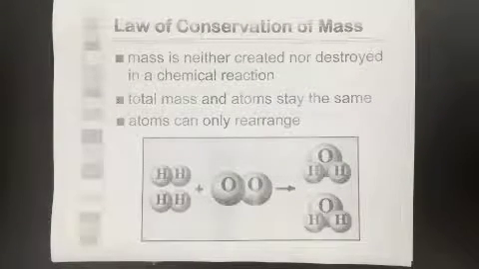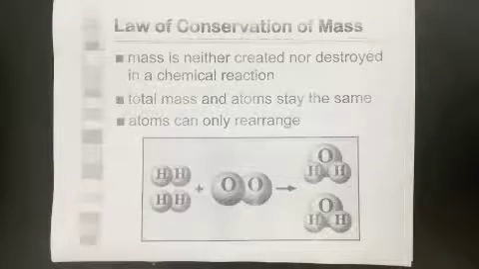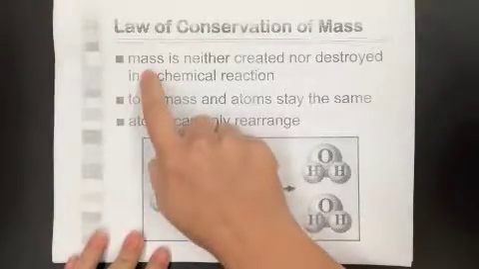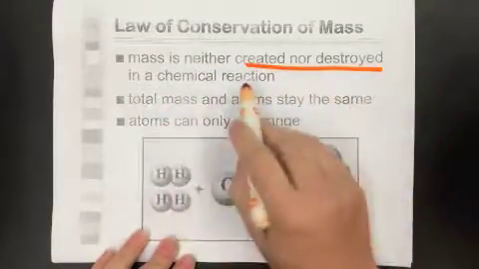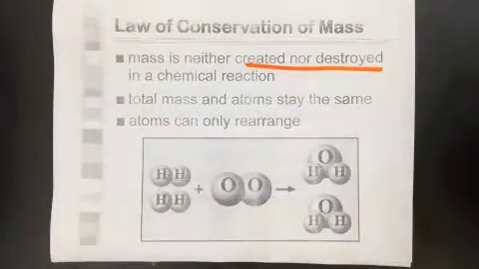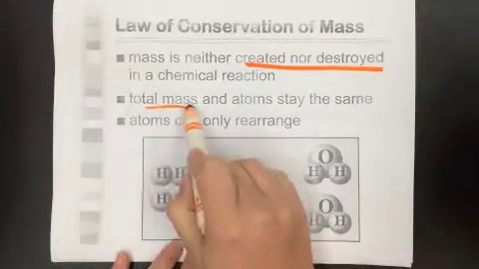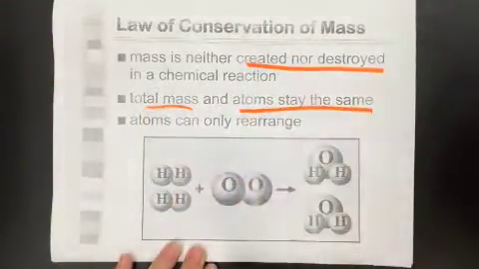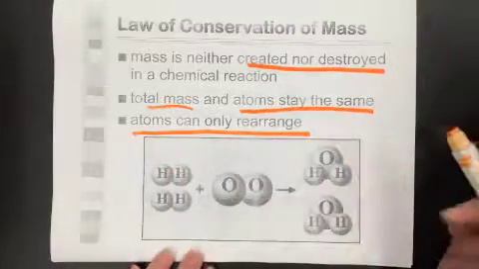The law of conservation of mass. The word conserve means that nothing is lost or gained. So the law of conservation of mass means mass is neither created nor destroyed in a chemical reaction. Whatever you start off with is what you're going to end with. This means your total mass and your atoms stay exactly the same. Your atoms can only rearrange.